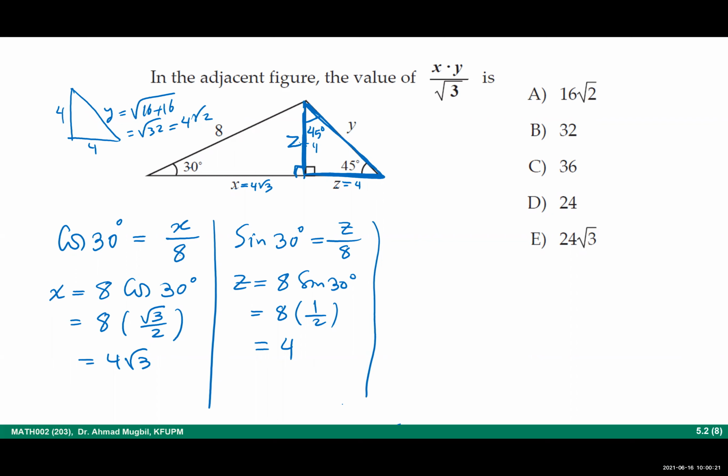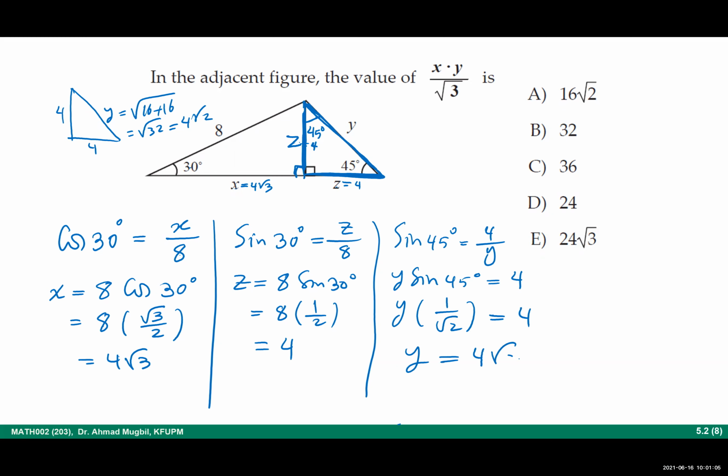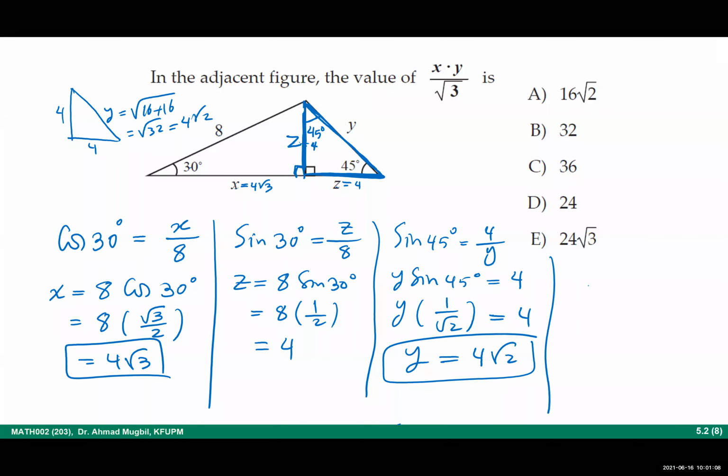Or I wanted you to learn also how to apply these. So what else can you use, ya Shabab? You can use sine or cosine, because they are the same. Sine 45 will be what? It will be the opposite, which is Z, which is 4, over the hypotenuse, which is Y. Now cross multiply: Y sine 45 equals 4. What is sine 45? It is 1 over square root of 2, or square root of 2 over 2, you can rationalize it, and this equals 4. Multiply both sides by square root of 2, and you will have 4 times square root of 2. This is Y, and this is X. Now the last part is what is X dot Y over square root of 3. Let me see the answers.